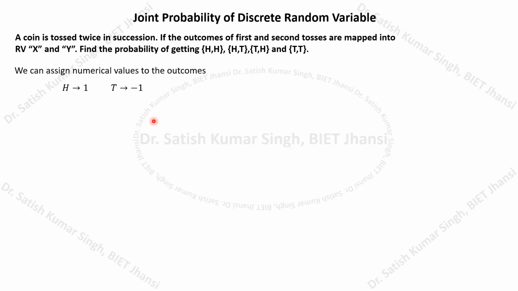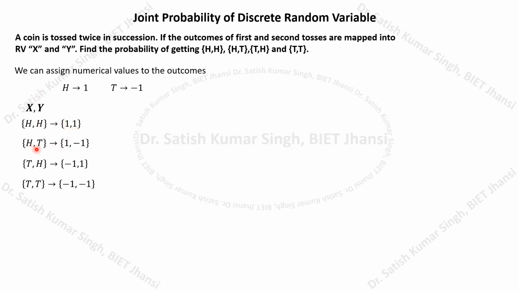First of all, I will assign numerical values: head will be represented by +1 and tail will be represented by -1. Let us say the first outcome, when we toss the coin, is denoted by the random variable x, and the second outcome is denoted by the random variable y. In the first case, if we have head and head, then the outcome should be 1 comma 1.